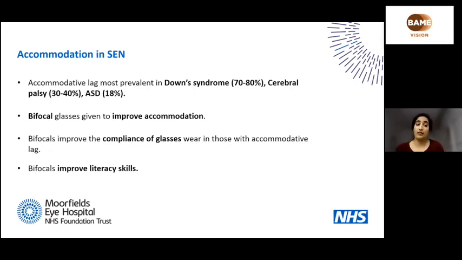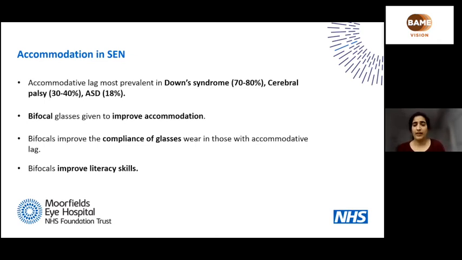And in turn, now that they're wearing the glasses and seeing better, it actually improves their literacy skills, and that's been demonstrated in studies as well. When the children were given the bifocals, they started wearing their glasses better, and their improvement at school educationally got much better. So it makes such a difference.